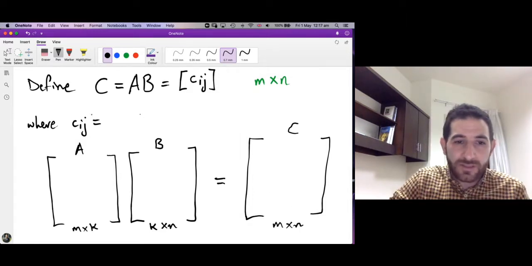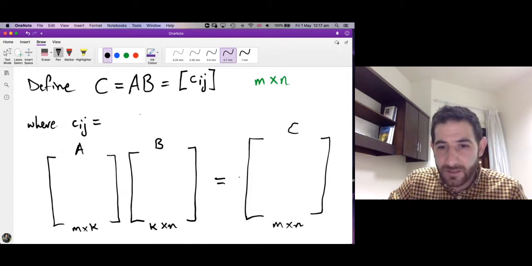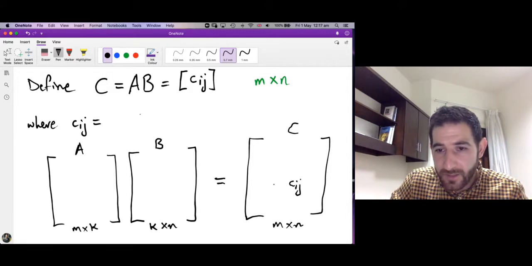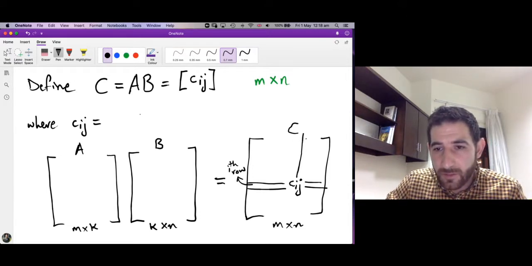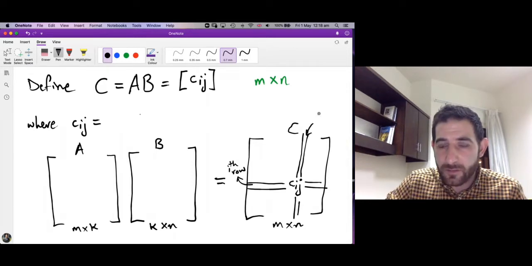And I want to tell you what the entry Cij is. It's the entry which lies in the ith row of C and jth column. So how do you find this entry in the product C, which is A times B?